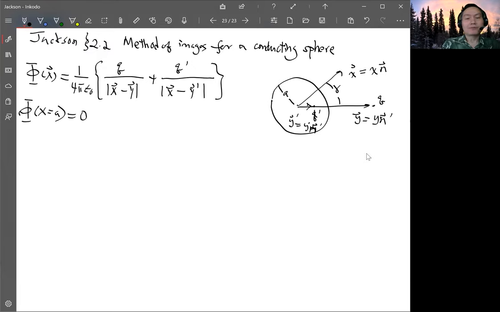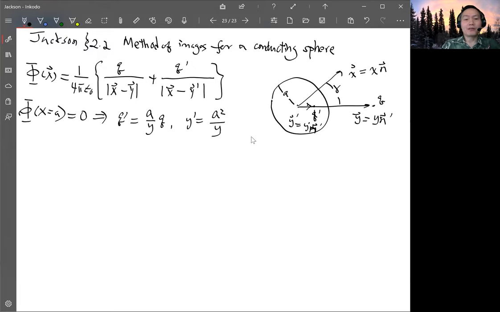And then a very simple substitution will give you Q prime. It's just a over y times Q, and y prime is just a squared over y. Okay, that is quite straightforward. These two will make the potential phi zero on the spherical surface.